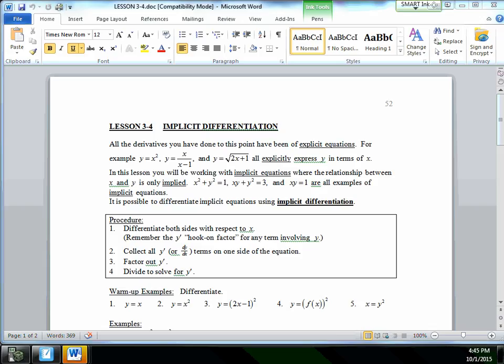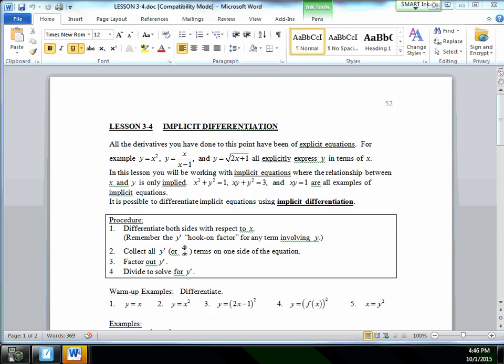Today's lesson is on 3-4 implicit differentiation. So all the derivatives we've done up to this point are known as explicit equations. That means we've known exactly what y was because it's in the form y equals. Here are your examples right there: y equals x squared, y equals x over x minus 1, y equals the square root of 2x plus 1. So all of these are explicitly expressed y in terms of x.